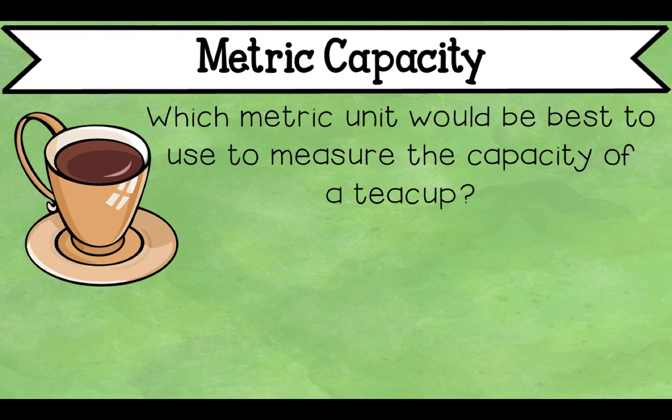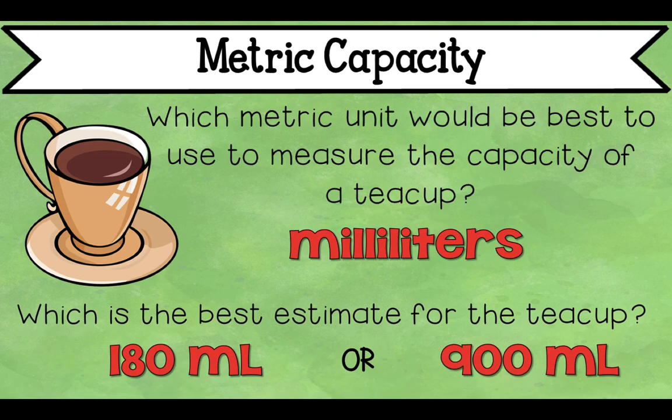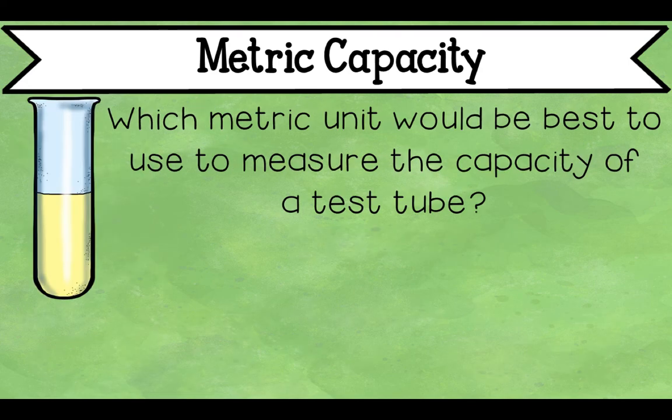Okay, which metric unit would be best to use to measure the capacity of a teacup? So a little small teacup, would that be milliliters or liters? Yes, milliliters is correct. And do you think that the best estimate for the teacup would be 180 milliliters or 900 milliliters? Remember that 1 liter is equal to 1,000 milliliters. So is that teacup going to be close to 1 liter or smaller? Probably about 180 milliliters.